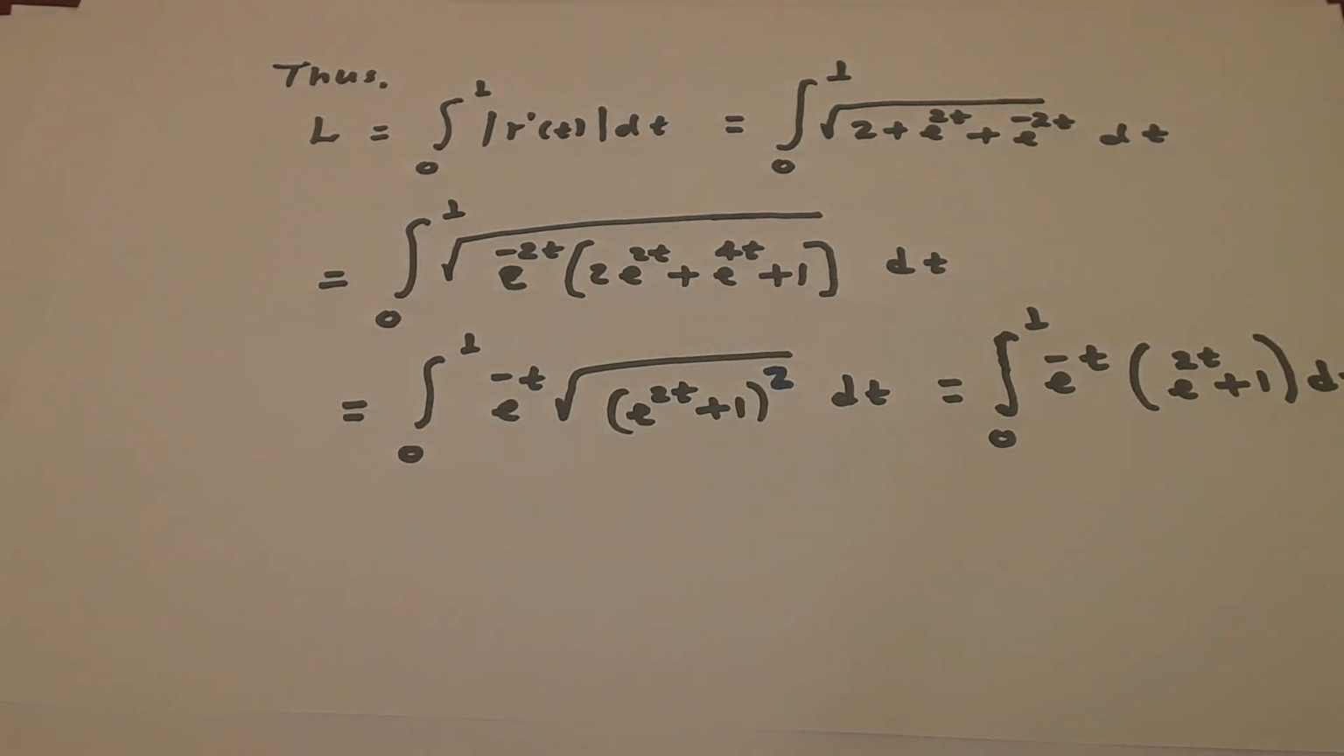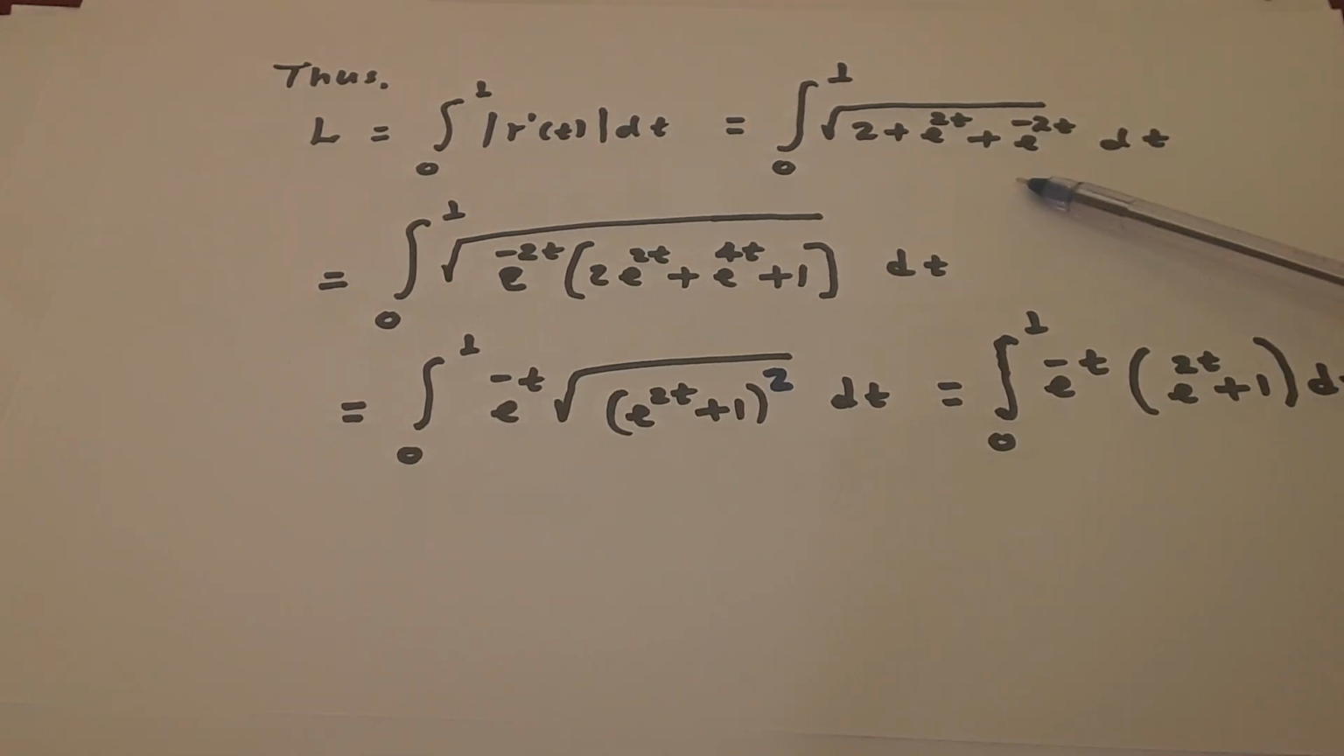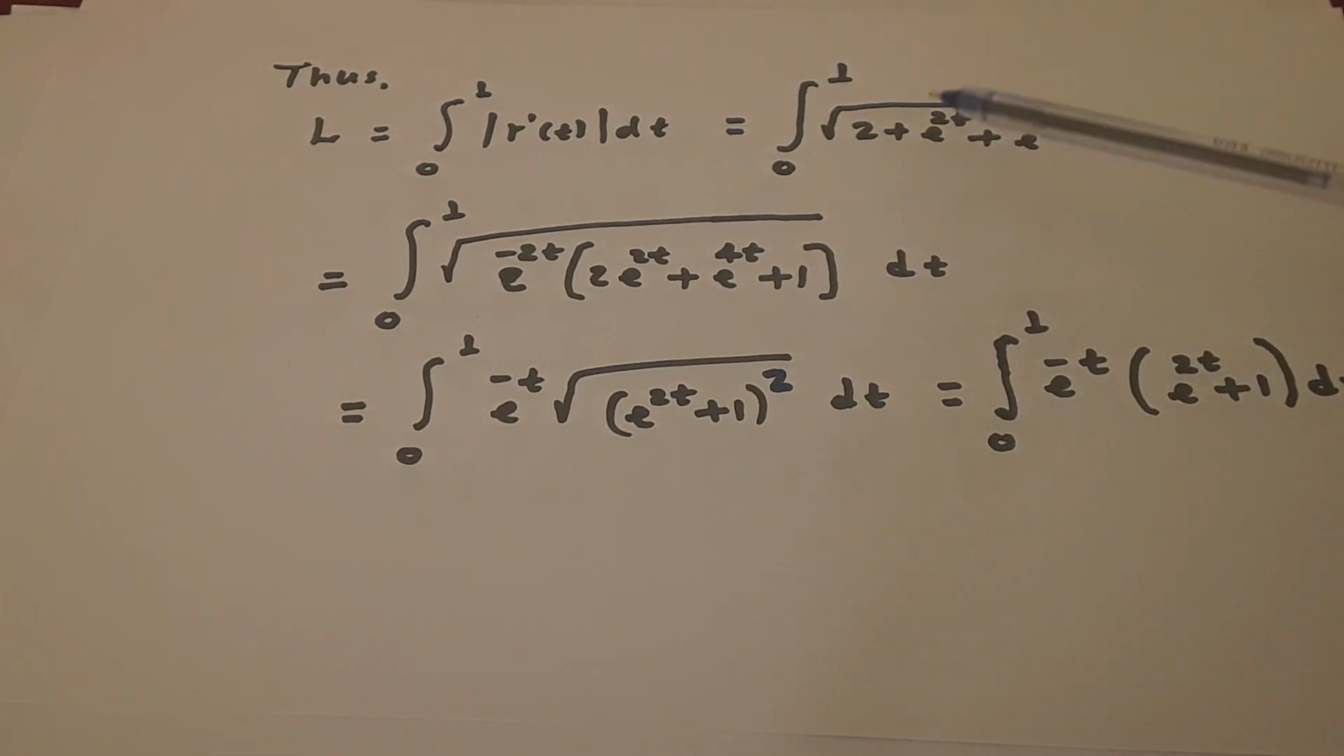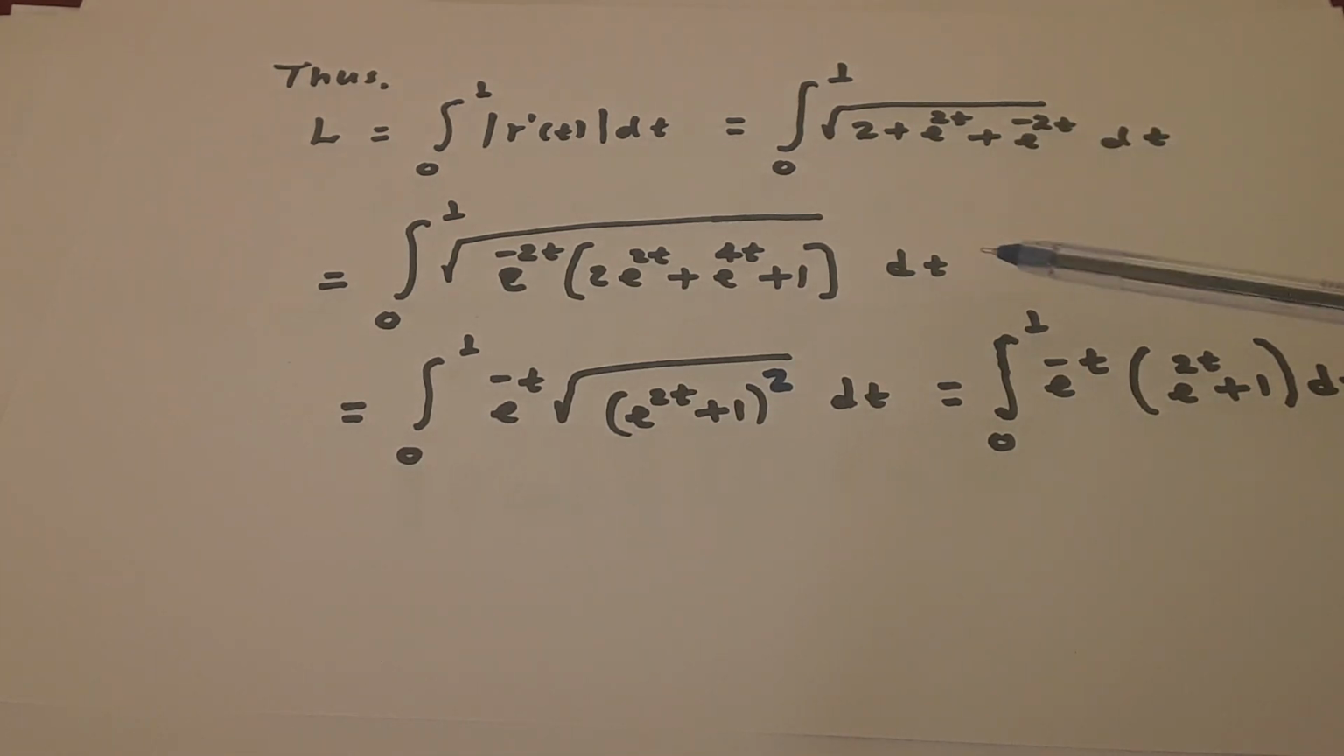I think this integral looks very complicated. How can we solve it? From 0 to 1, 2 plus e raised to t plus e raised minus t. Obviously it's just visible here, but you have to try by yourself how we compute this integration.